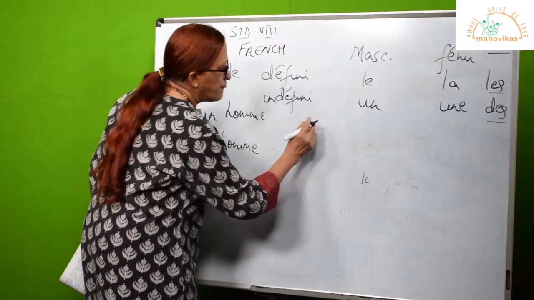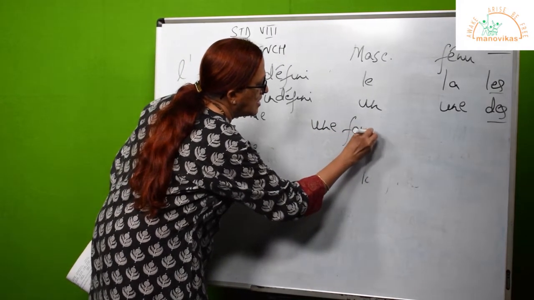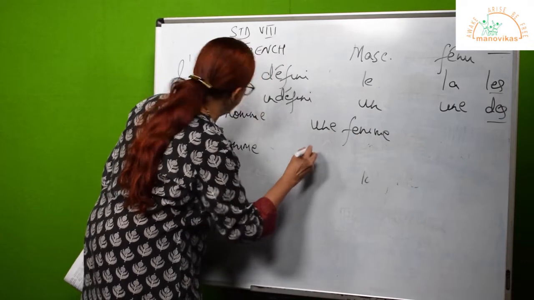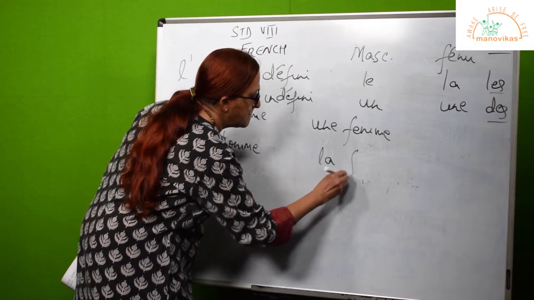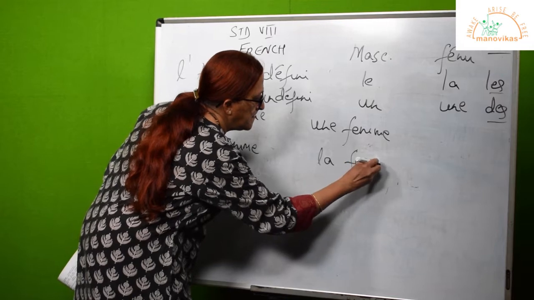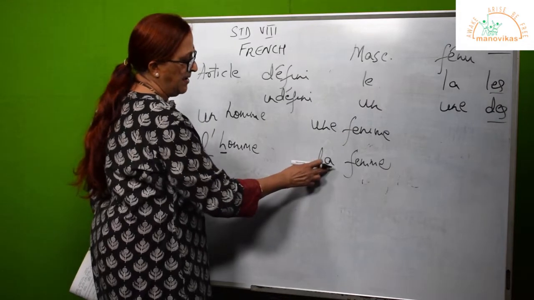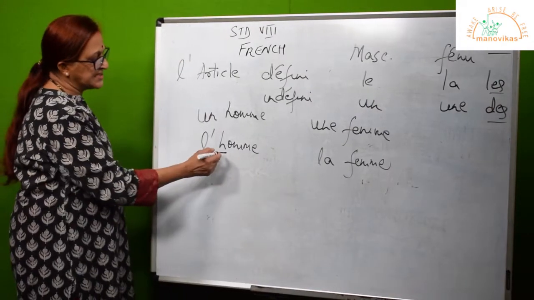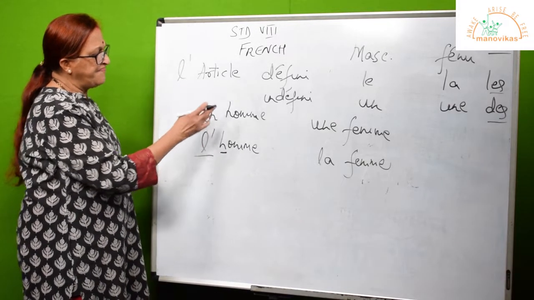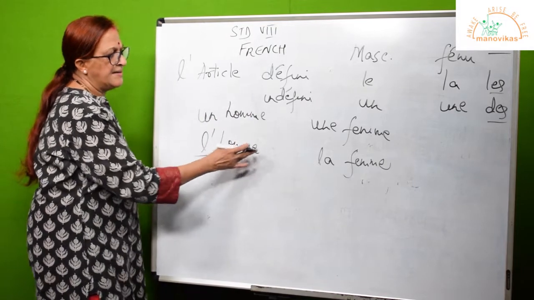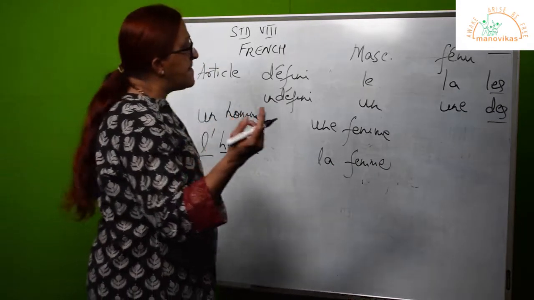Whereas woman, it will be une femme, a woman, or the woman. How will we say it? The woman? It will be la femme. So instead of le, I'm using la. Here why I'm using L apostrophe? Because this starts with an H, which is treated as a vowel. So now you know, a man, the man. A woman, the woman.